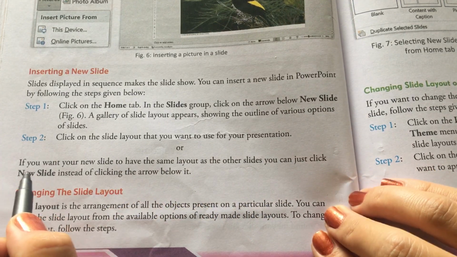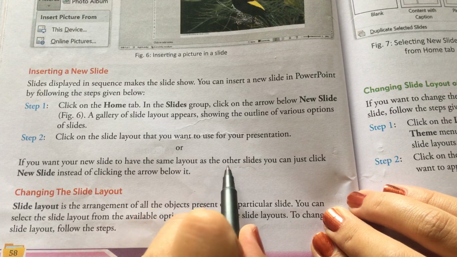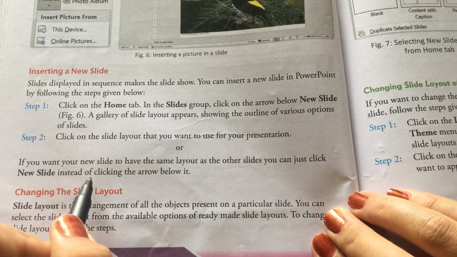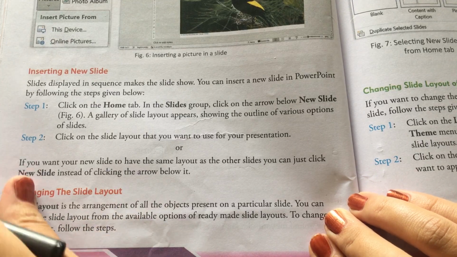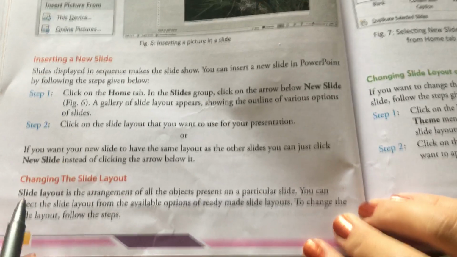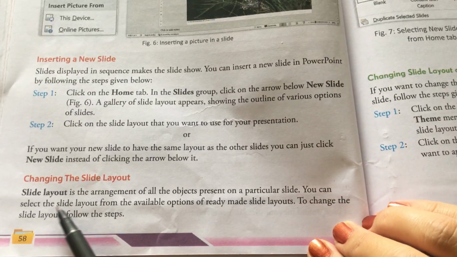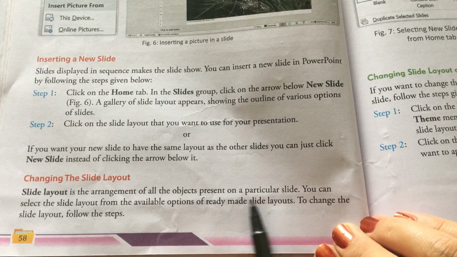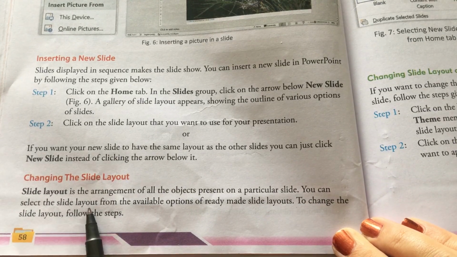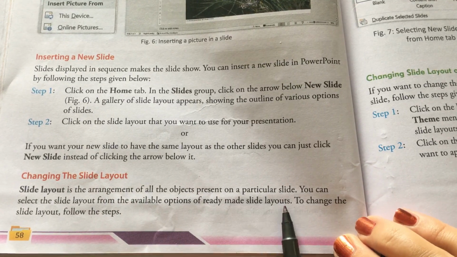Or, if you want your new slide to have the same layout as the other slides, you can just click New Slide instead of clicking the arrow below it. Now, changing the slide layout. Slide layout is the arrangement of all the objects present on a particular slide. You can select the slide layout from the available options of ready-made slide layouts.